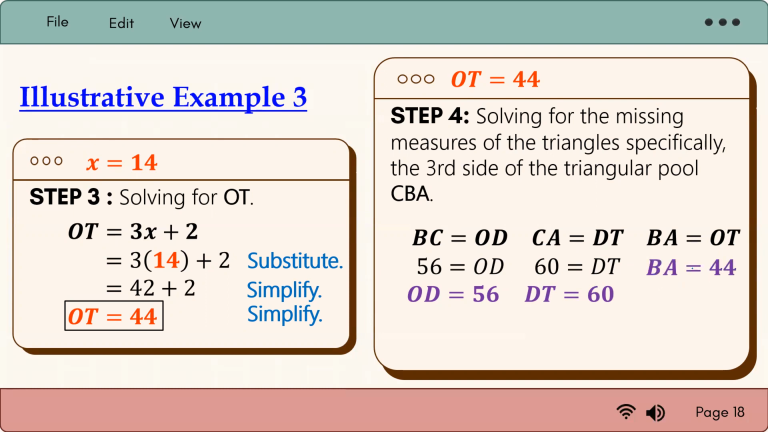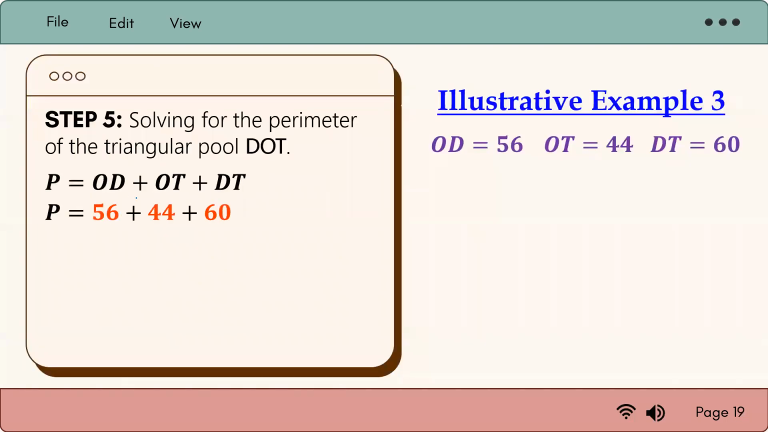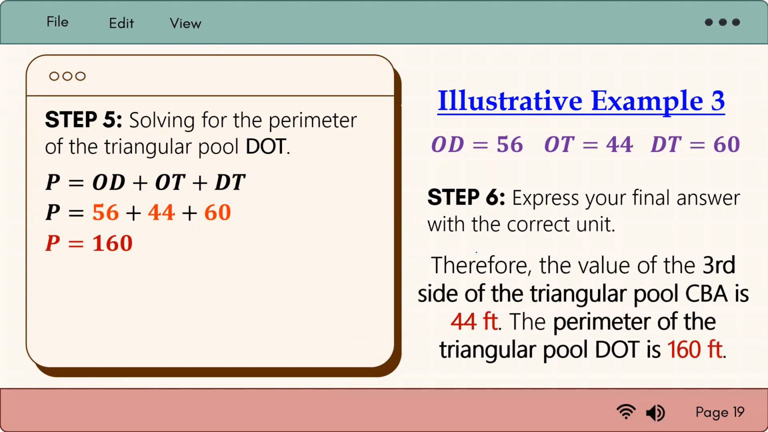We now have the three sides, OD, DT, and OT. So we add them together to get the perimeter, which is the second question. 56 plus 44 plus 60 is 160. So step 6, we express it in sentence format with the correct unit. Therefore, the value of the third side of the triangular pool CBA is 44 feet, and the perimeter of the triangular pool DOT is 160 feet. Questions?